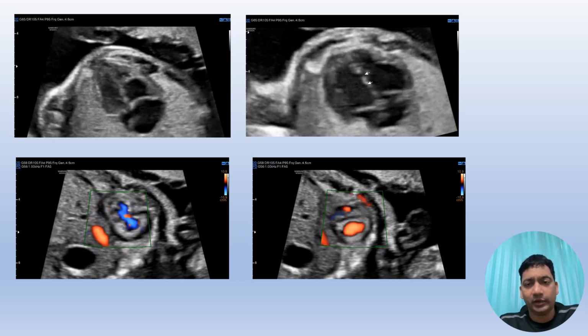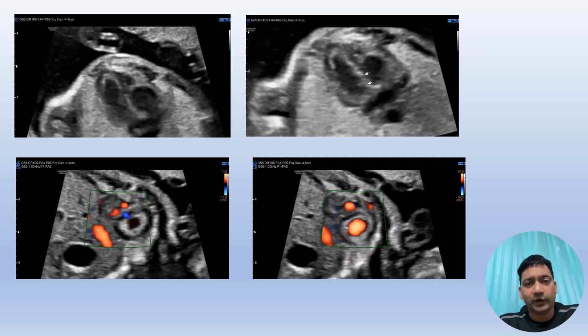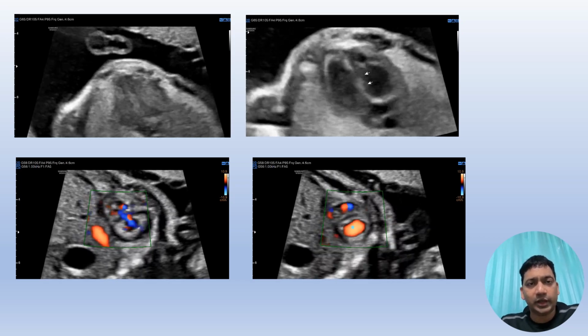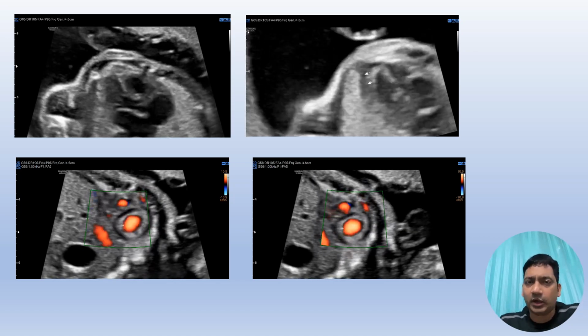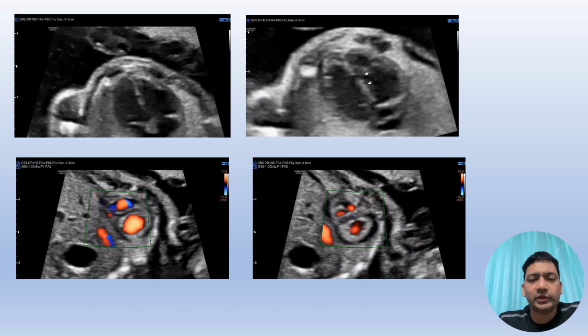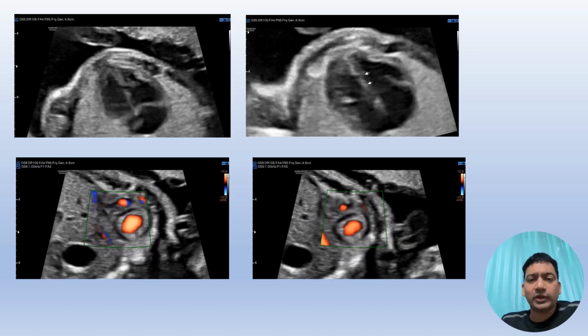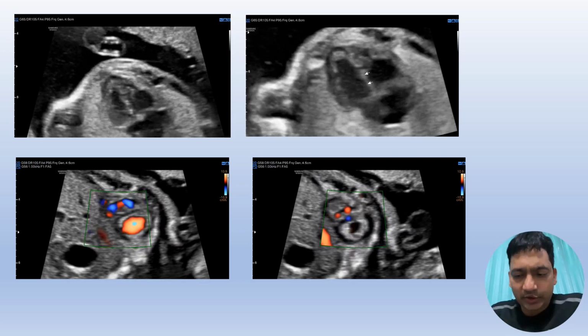I'm sure everybody can now appreciate the finding, but these findings are very subtle, I must say, and they can be easily missed on grayscale alone. So the color Doppler drastically improves detection of these kind of defects. So this was a case of a small muscular VSD.